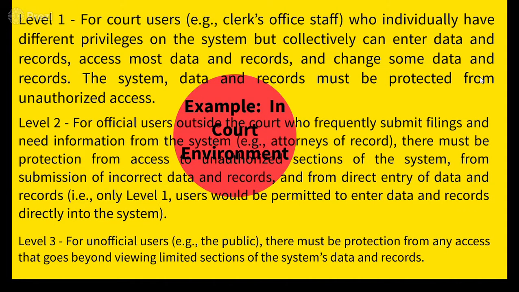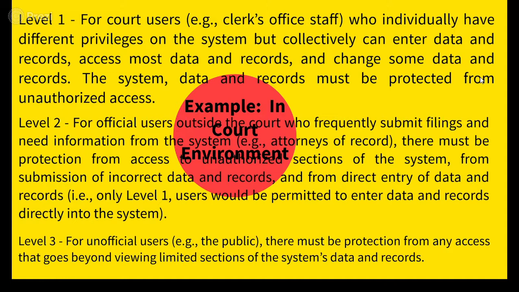This is the level. Level 1 for court users. Level 2 for official users outside the court who frequently submit filings and need information from the system. For example, the record. There must be protection from access to unauthorized sections of the system, from submission of incorrect data and records, and from direct entry of data and records.